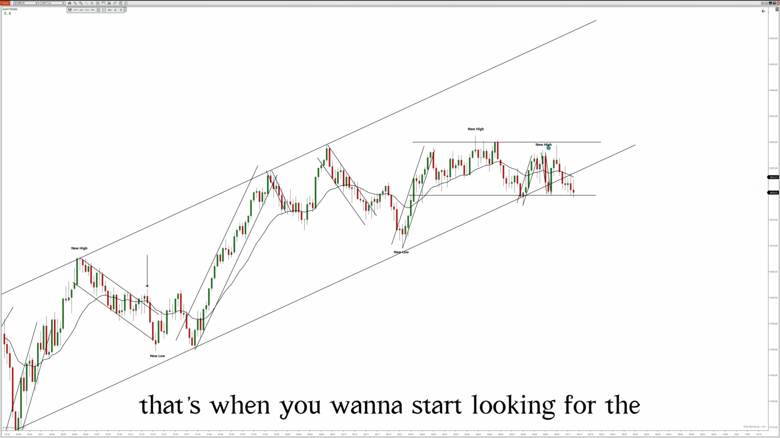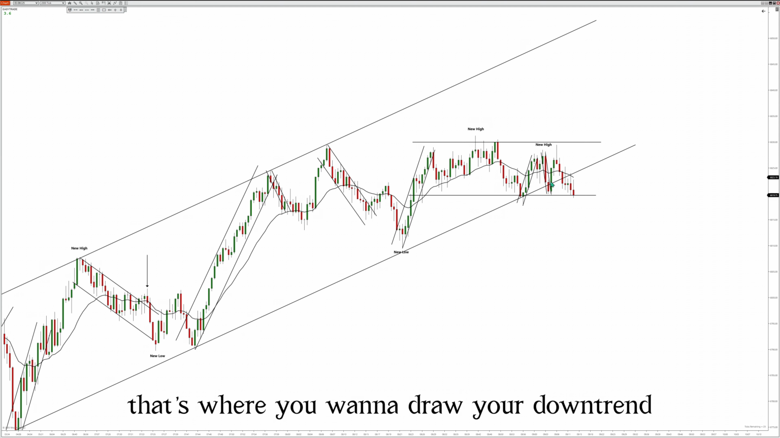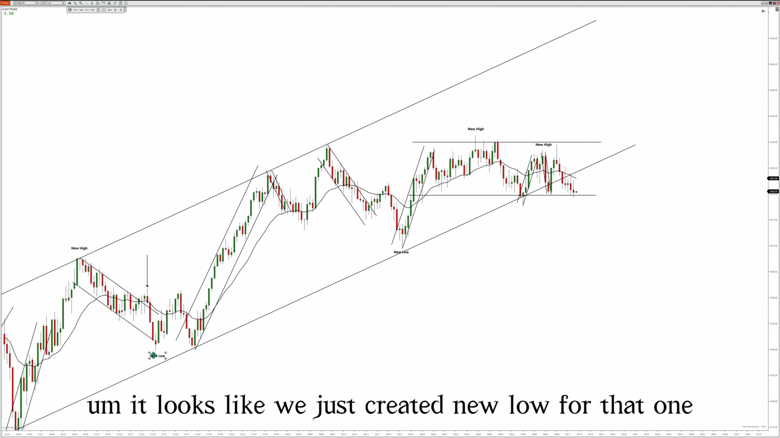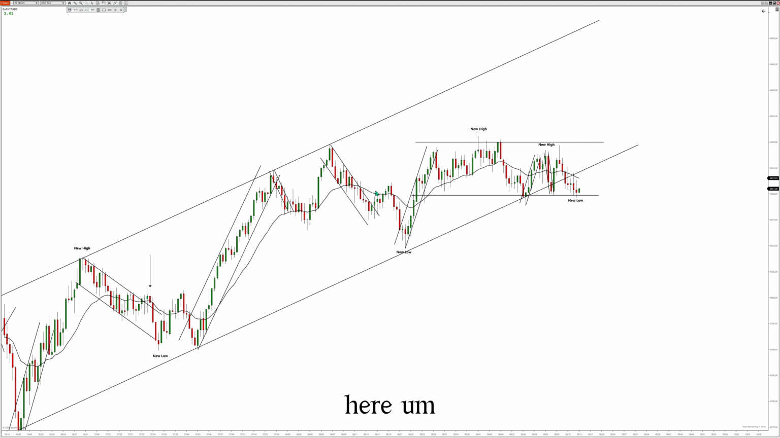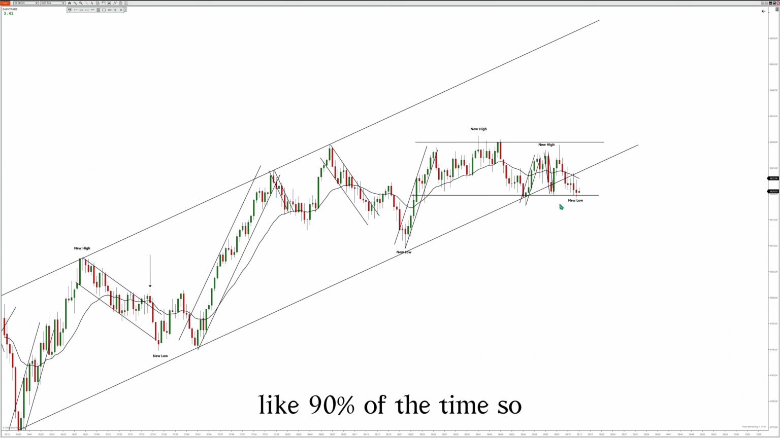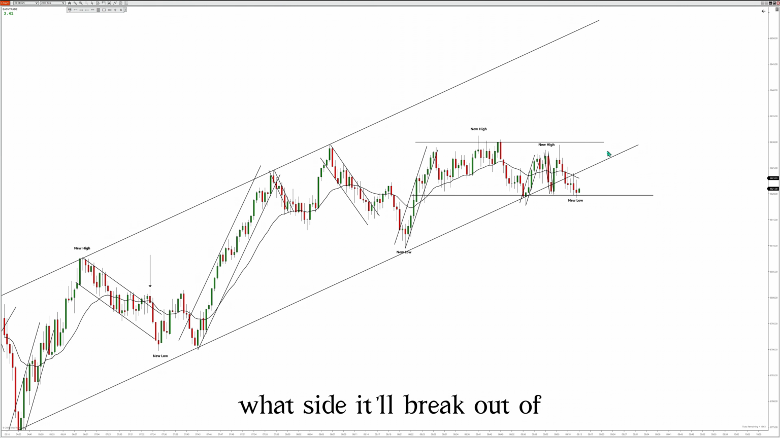So after a new high, that's when you want to start looking for the reversal trend. So this one broke, created a new extreme, and from that new extreme, that's where you want to draw your downtrend. It looks like we just created a new low for that one as well. So I'm going to just be following this small trading range here. If we break out, there's a good chance that it fails, like 90% of the time.